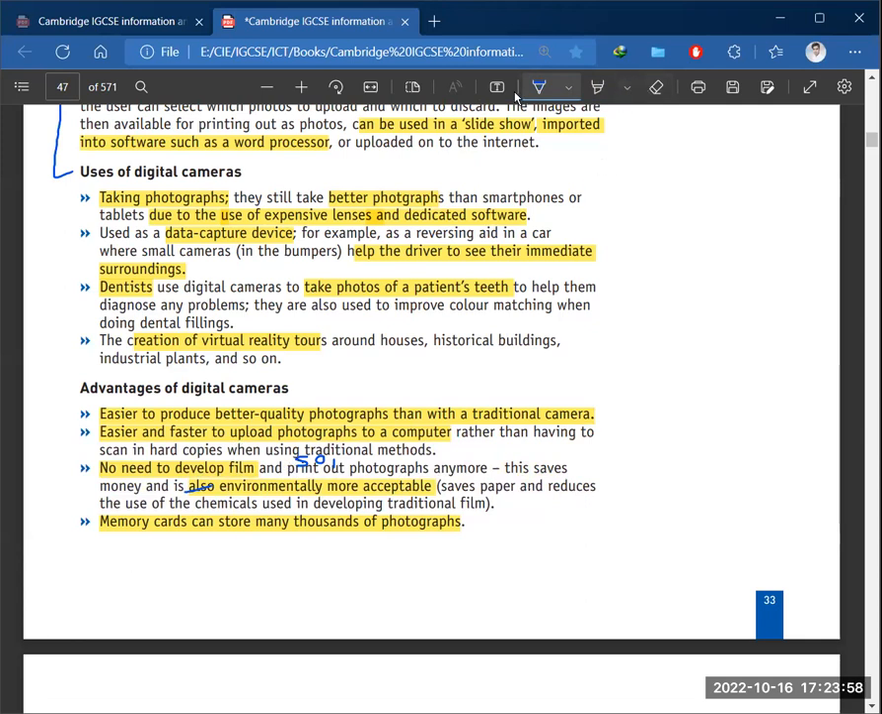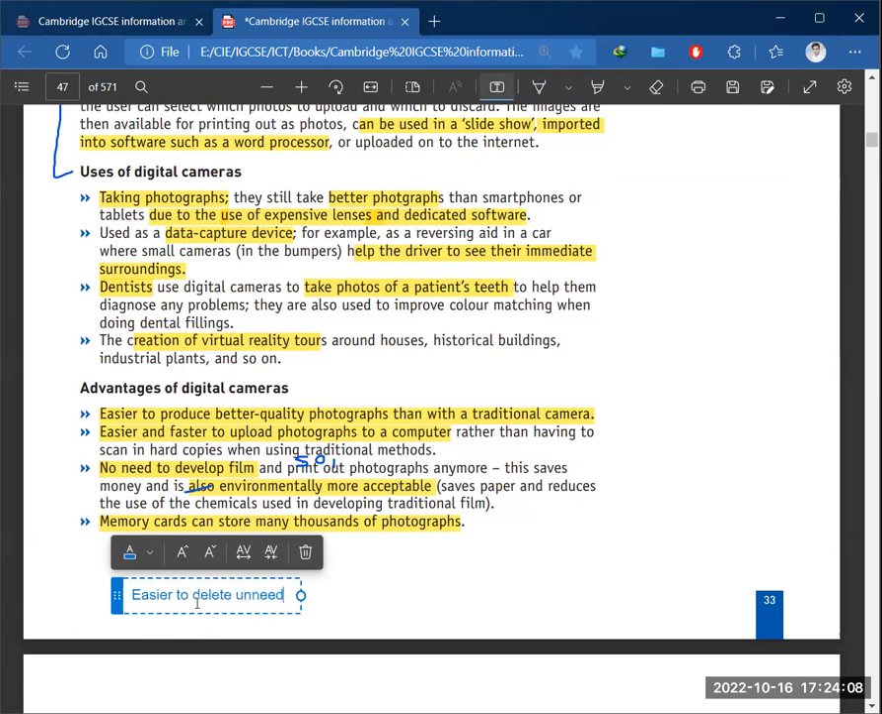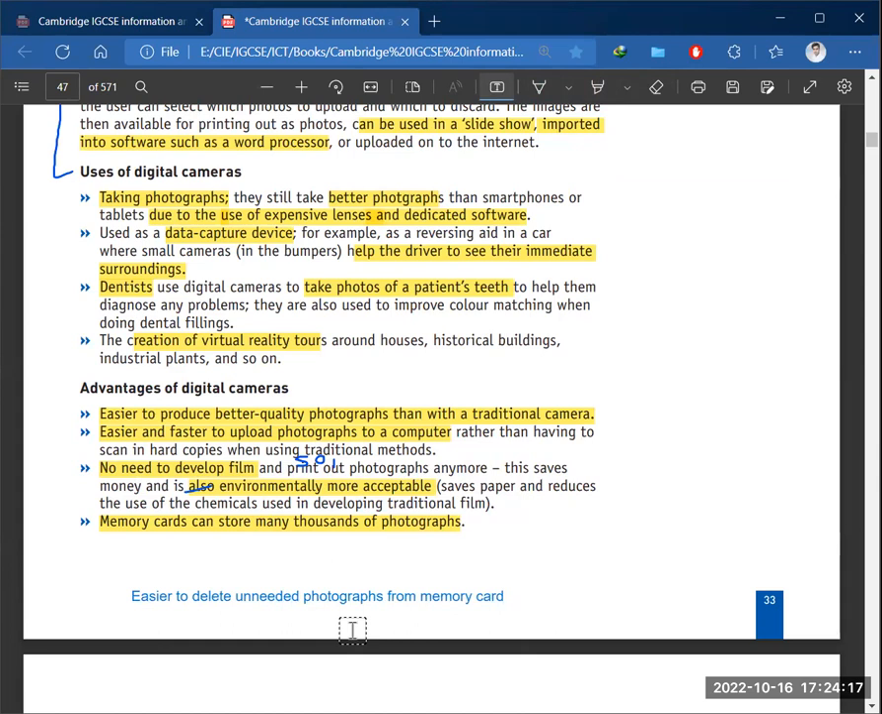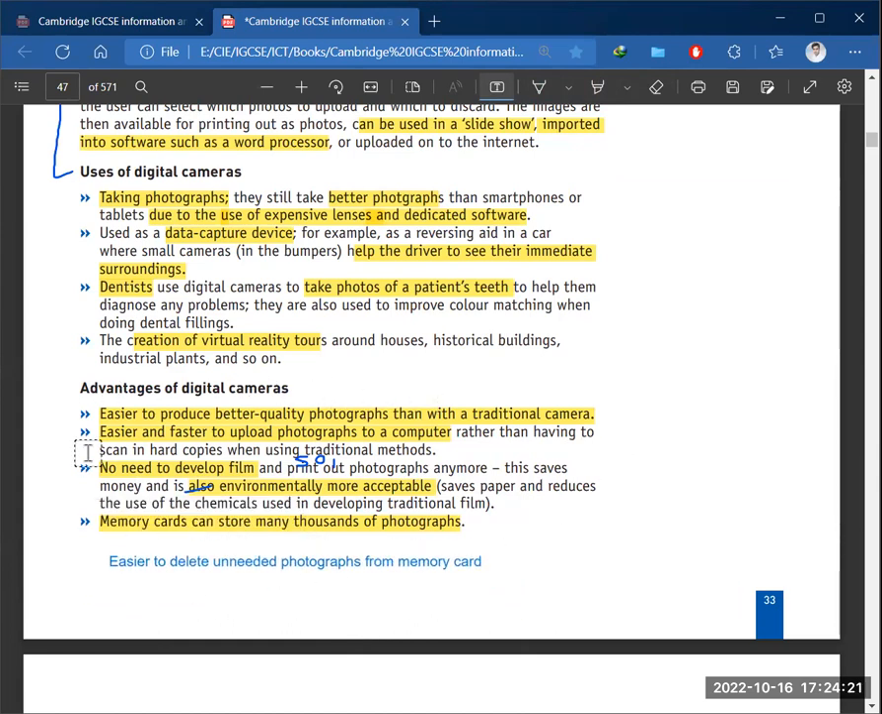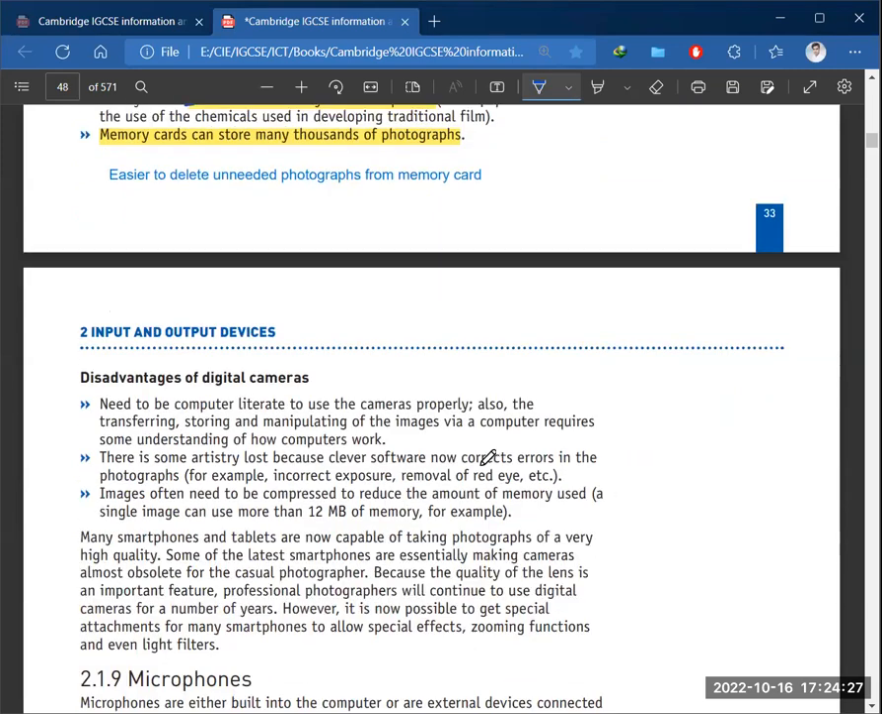Now one more point. Easier to delete unneeded photographs from the memory card. Now, if you had to choose any of these, you should memorize all 5 of these points. In the exam, they ask you at least 4 points. You should remember 5.